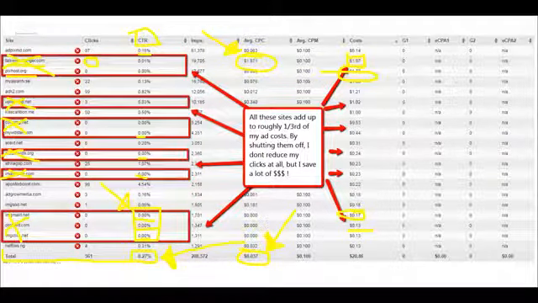That's optimization, because I can tell I should be paying 3 cents per click, and on these sites I'm paying way more than that if I'm even getting any clicks at all. So that's optimization in action. I hope that makes sense.